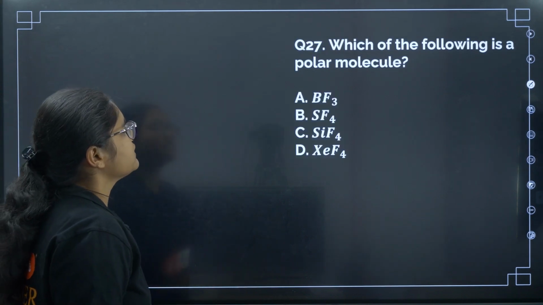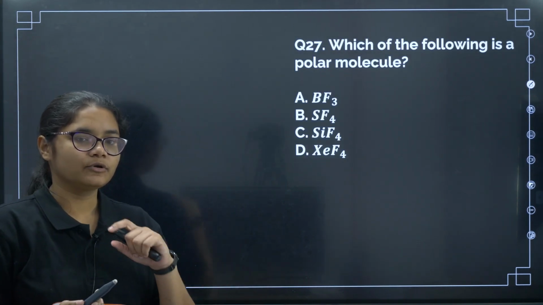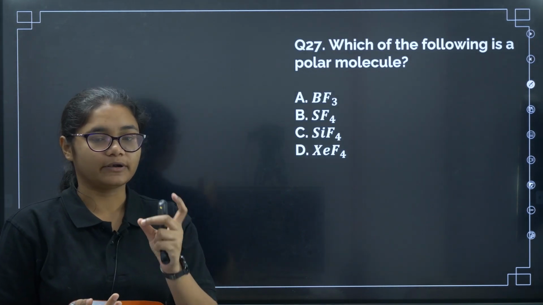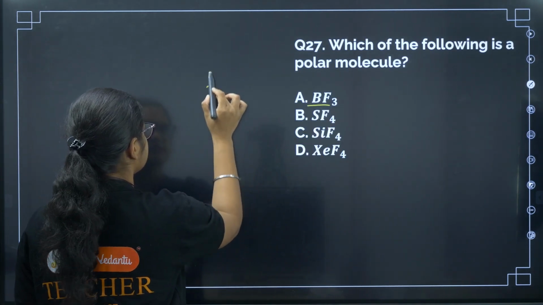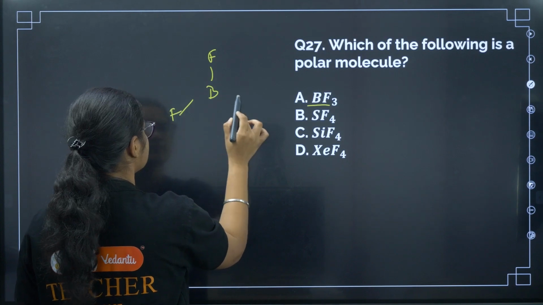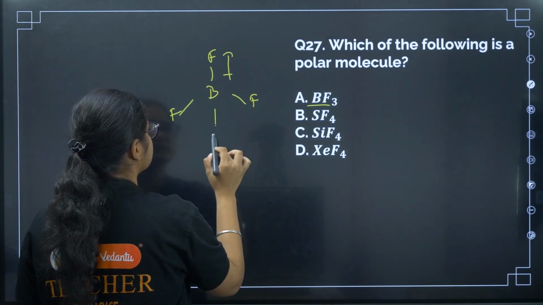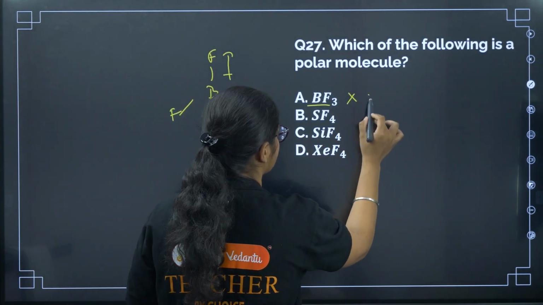Okay. Next, which of the following is a polar molecule? So polar molecules are those molecules where the net dipole moment should not be 0. So if you see BF3 structure is trigonal planar. It is like this, and the net dipole moment gets cancelled. So this is non-polar molecule.